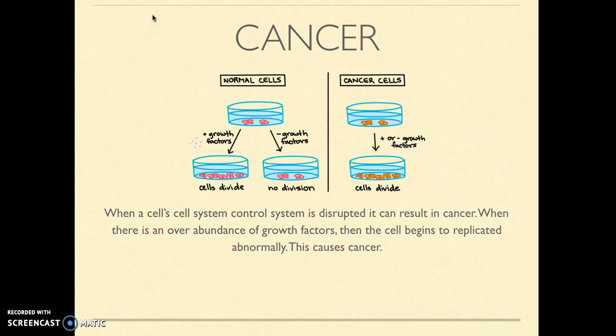So here I have a pretty basic diagram of what happens. With normal cells, you get growth factors and the cells divide, and you can also have no growth factors, so there's no division, and this is a controlled process. But with cancer cells, there's an overabundance of these growth factors, and then the cells divide abnormally and don't stop, and so it causes cancer to spread.